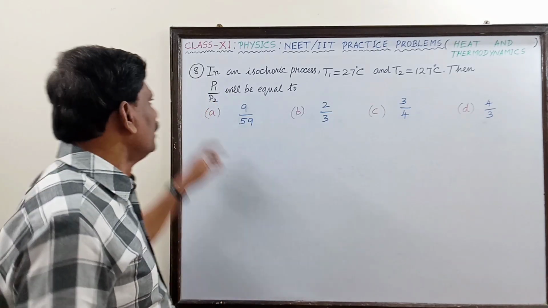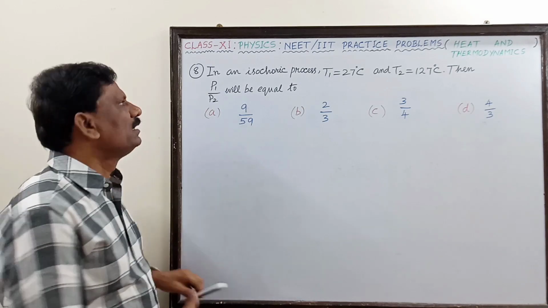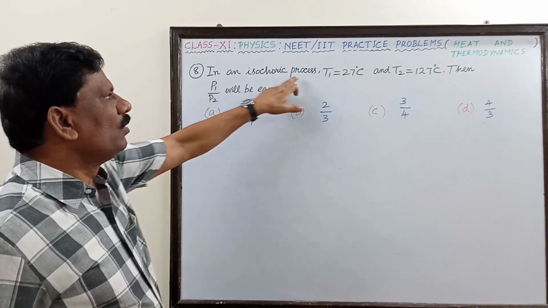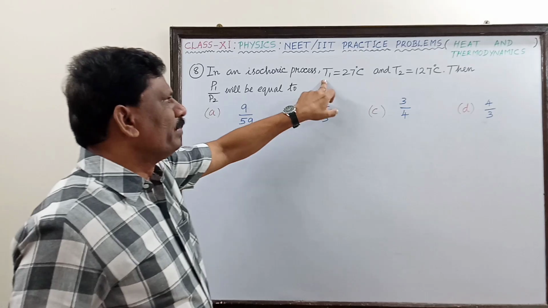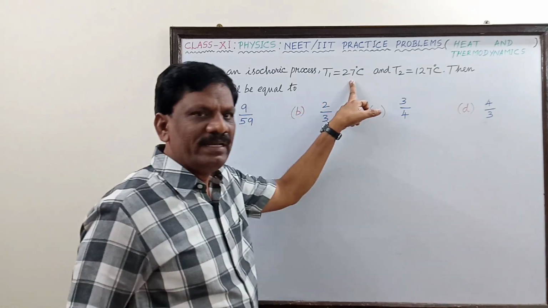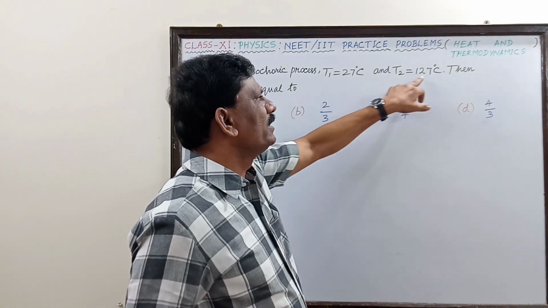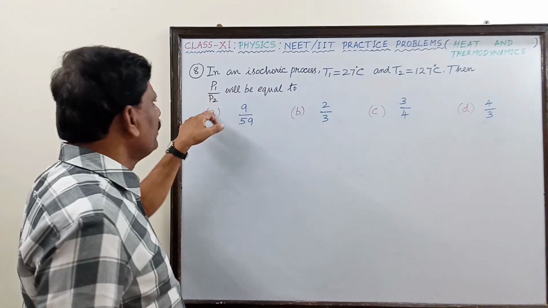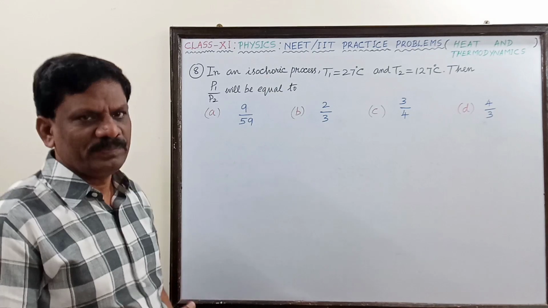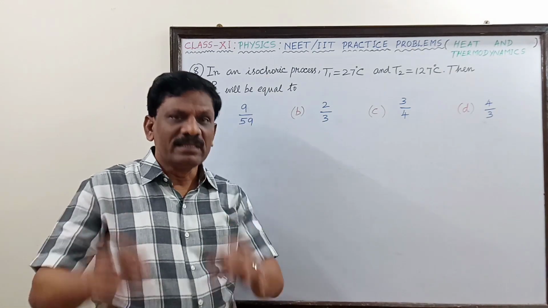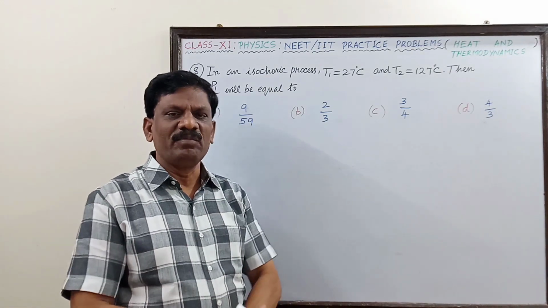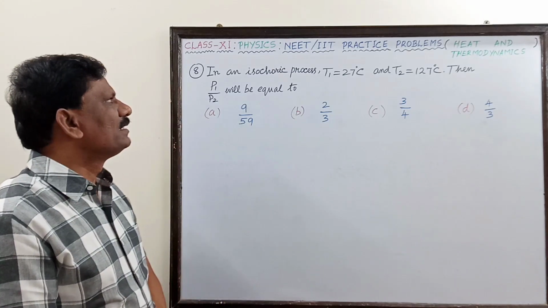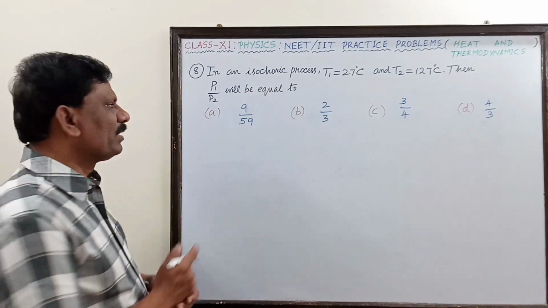Hi students, MCQ number 8. In an isochoric process, temperature T1 is 27 degrees Celsius and T2 is 127 degrees Celsius. Then P1 by P2 will be equal to? So this is the easiest possible question in such competitive exams. It is based on isochoric process.